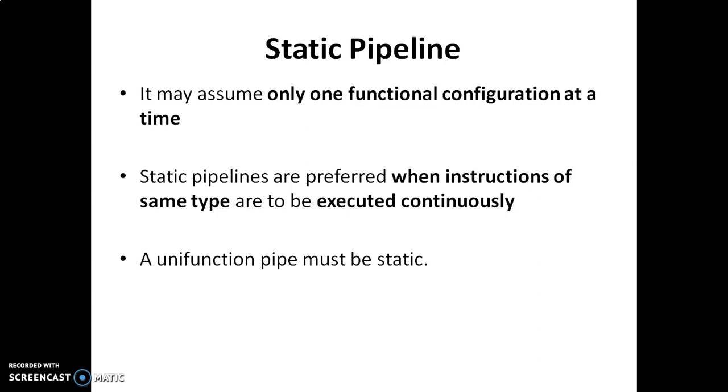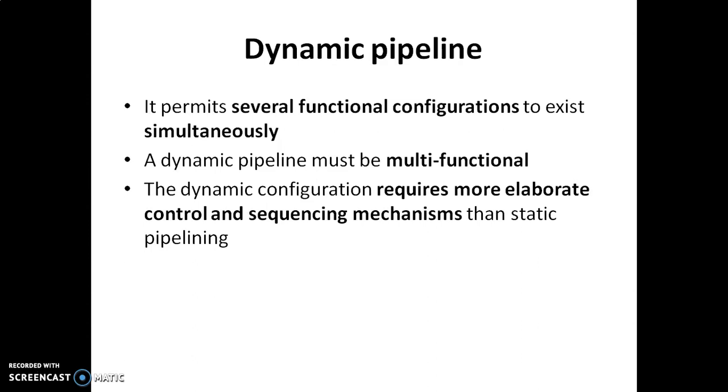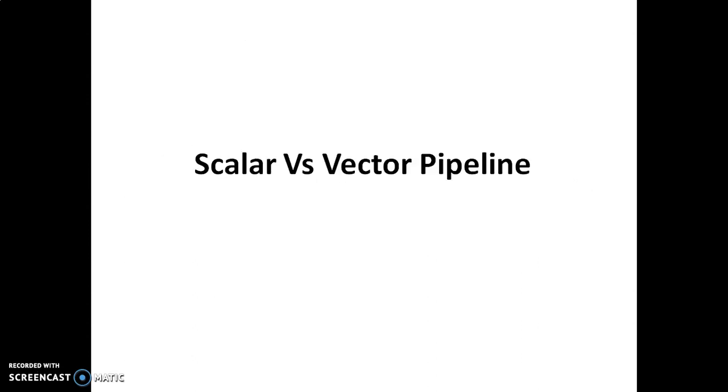A static pipeline may assume only one functional configuration at a time. Static pipelines are preferred when instructions of the same type are to be executed continuously. A unifunction pipe is considered to be static. A dynamic pipeline permits several functional configurations to exist simultaneously. A dynamic pipeline must be multifunctional. A dynamic configuration requires more elaborate control and sequencing mechanisms than a static pipeline.